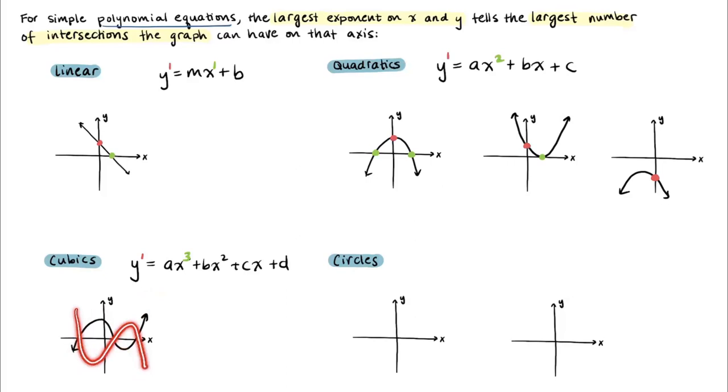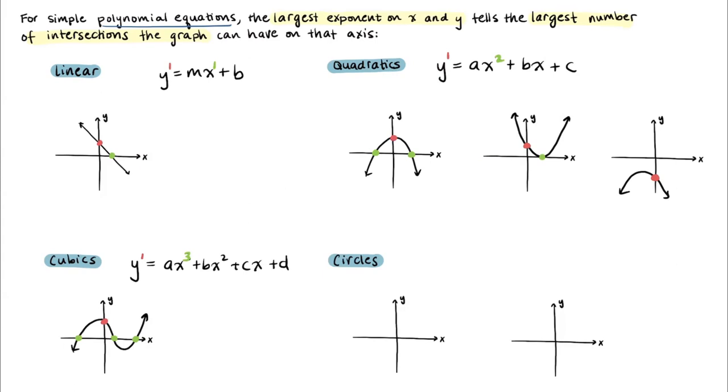We'd have 3 intersections again. Or here you could have 2 intersections on the x-axis. But the point is you're not going to have 4. So here's just an example where we have 3 intersections on the x-axis, 1 on the y. So 3, 2, or 1 intersections would be valid for a cubic.